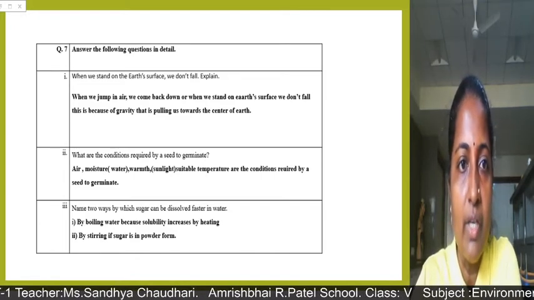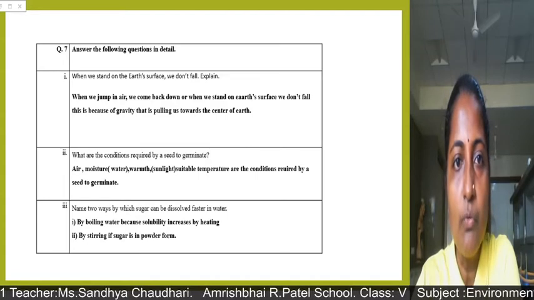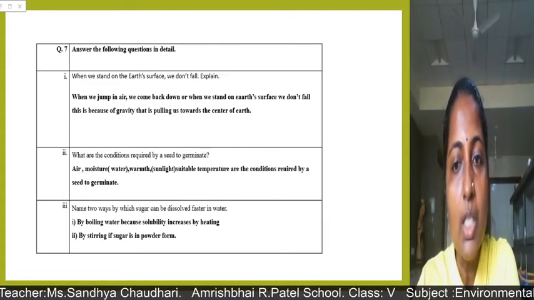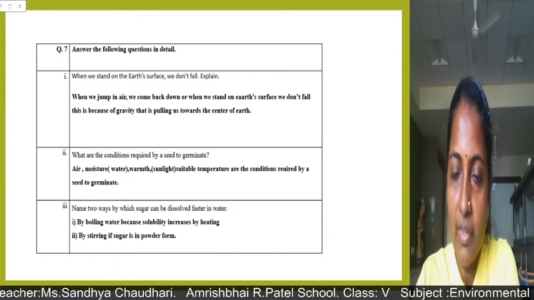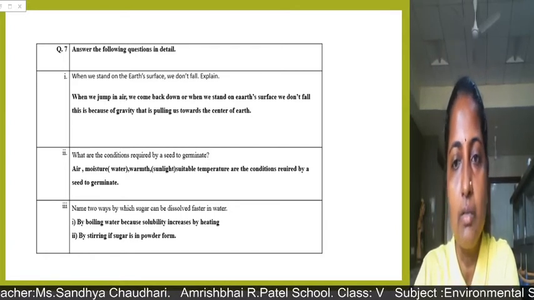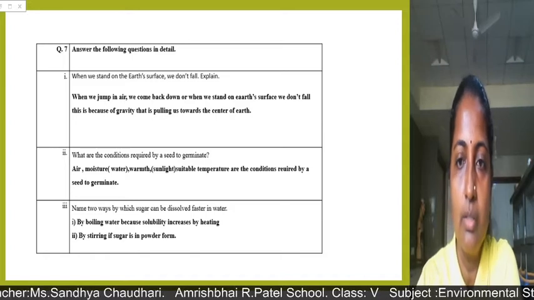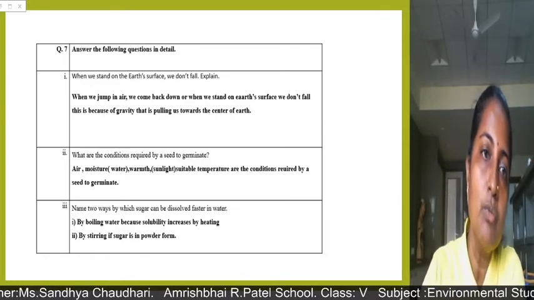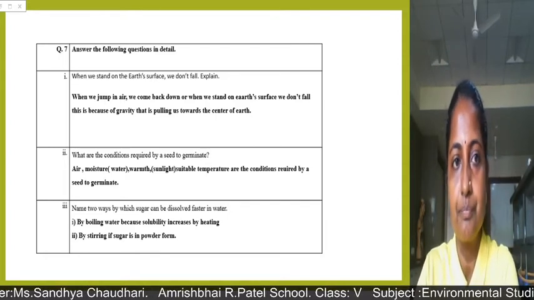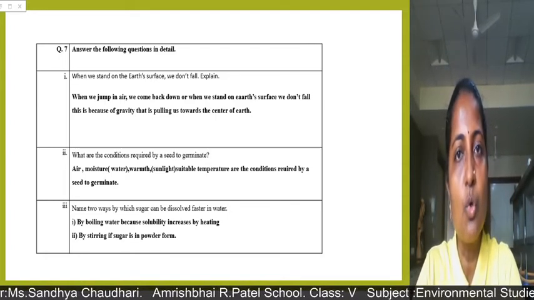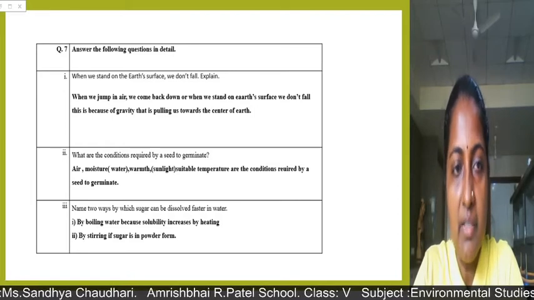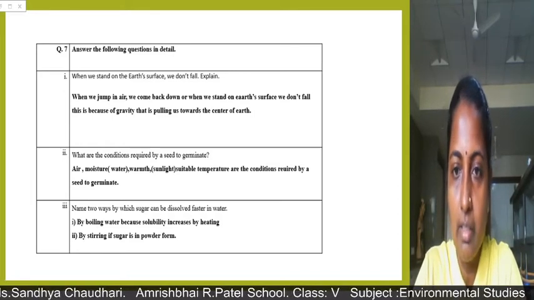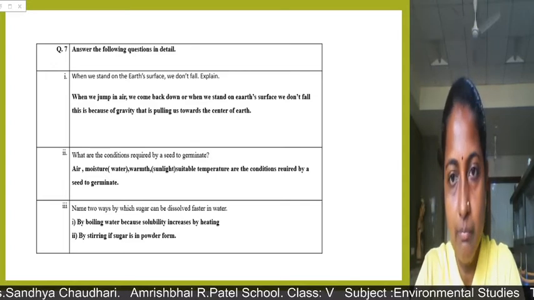Okay, now when we stand on the earth's surface we don't fall, explain. You don't have to write that question, but write the question number properly and then write the answer. No need to write the questions at all. Okay, so these are some instructions, and according to this pattern, in the examination you should not feel it is difficult. It is just like a pattern, just like it will come in the examination.